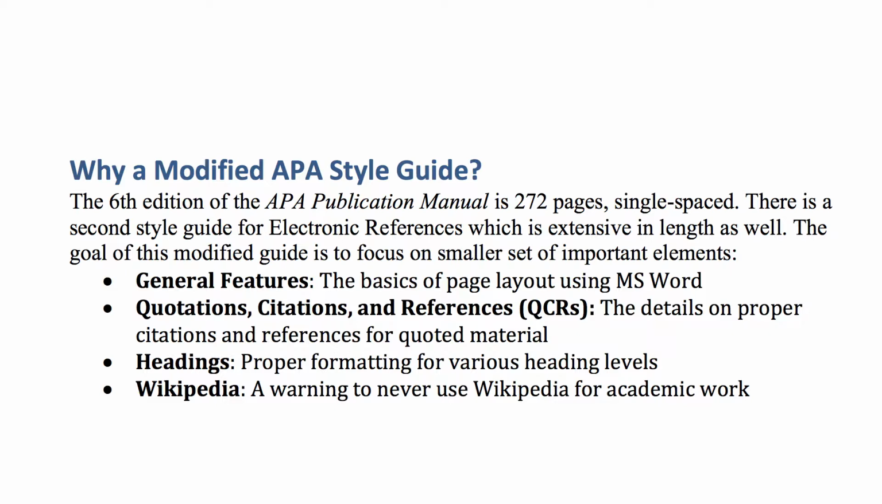Next, some people might ask, why a modified APA style guide? Why not just use the APA publication manual? Well, the reason is it's 272 pages, it's single-spaced, it's very detailed. In fact, there's a second volume called Electronic References, and it can be overwhelming for more basic graduate students. So we've provided this modified APA style guide, which focuses on really three things: general features, QCRs, and headings. Oh yes, and then a warning about Wikipedia.